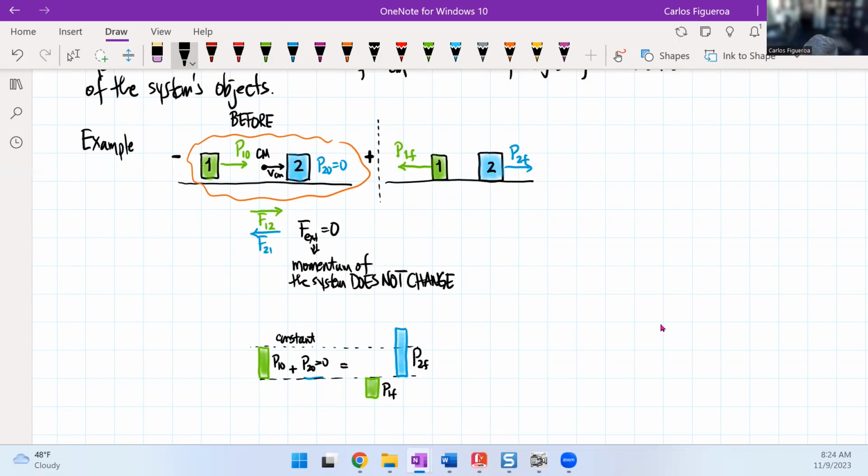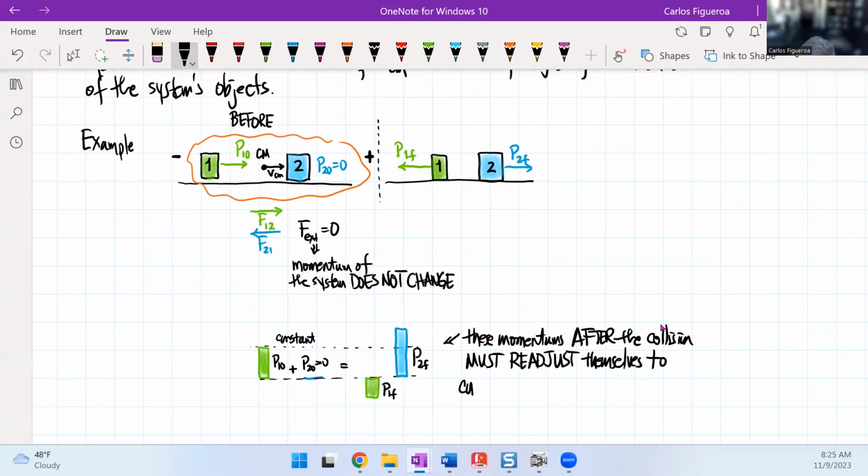In other words, these momentums after the collision must readjust themselves to conserve momentum, which is equal to saying keep velocity center of mass constant. And again, this is after, which I did not write.